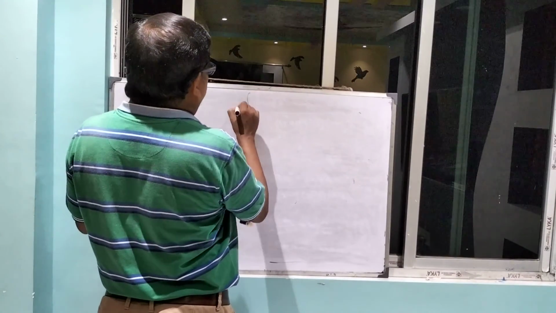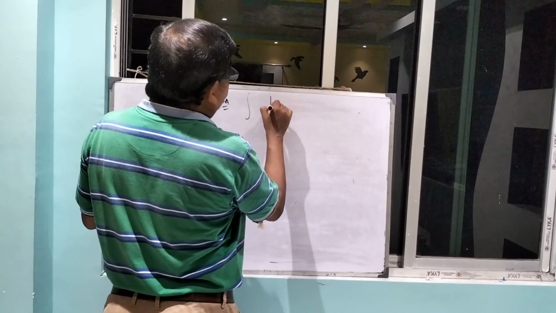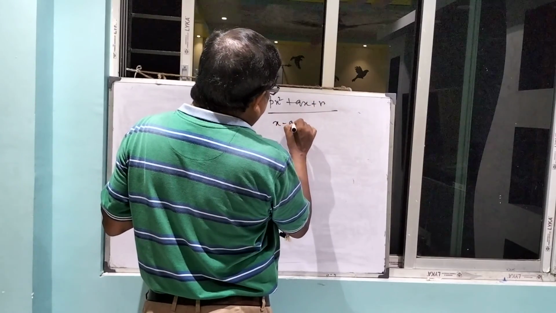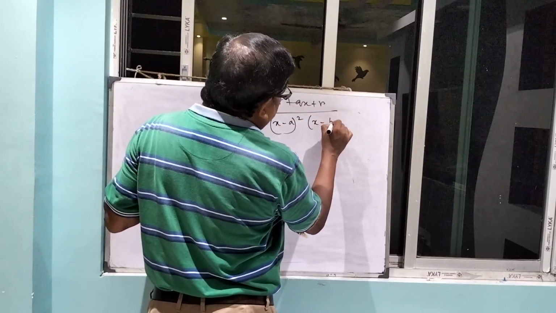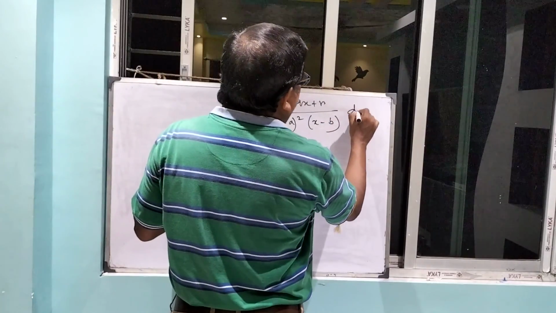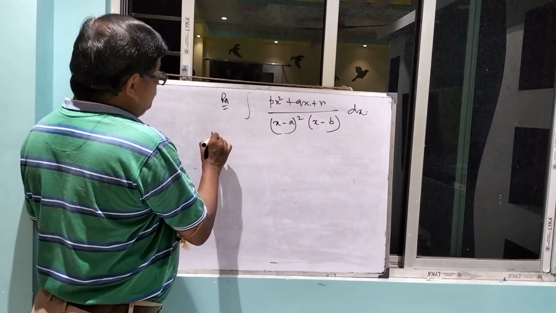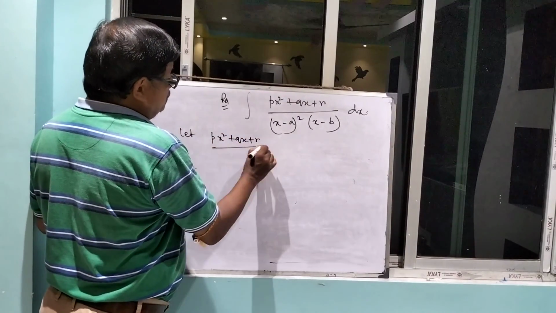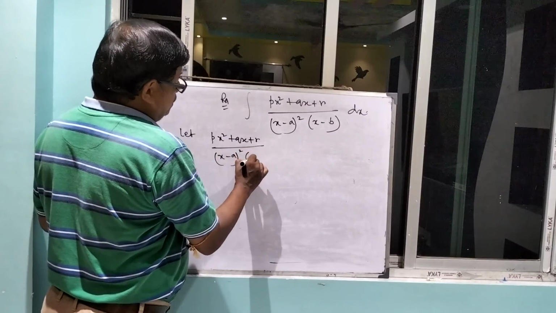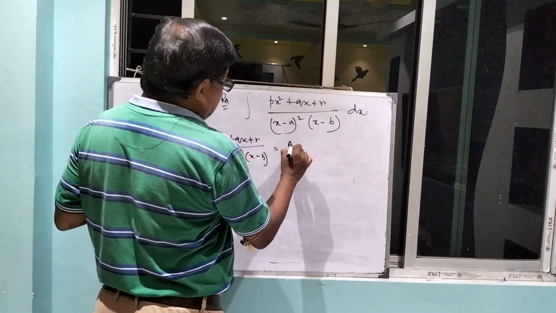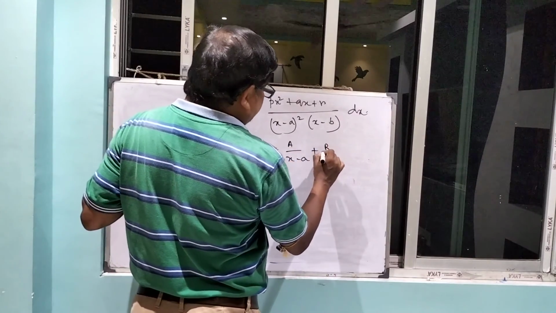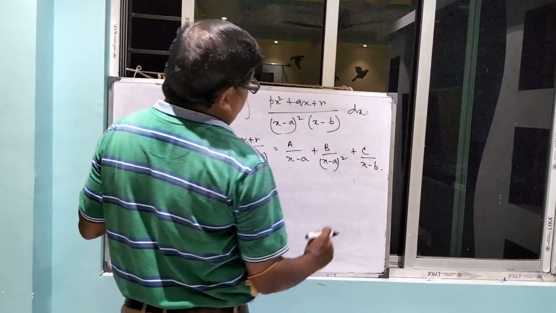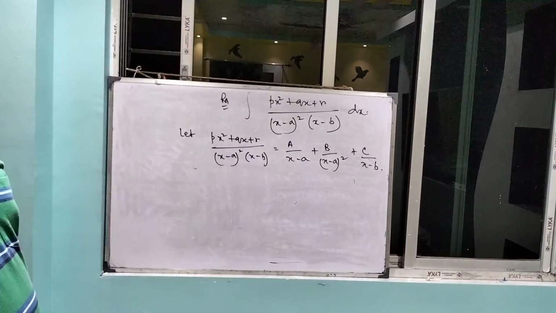Suppose integration, rule 3, rule 4 is there, right? (px square plus qx plus r) by (x minus a) whole square into (x minus b) dx. So this one right here, numerator, okay, let (px square plus qx plus r) by (x minus a) whole square into (x minus b) equal a by (x minus a) plus b by (x minus a) whole square plus c by (x minus b). Similarly, you have to do like that.